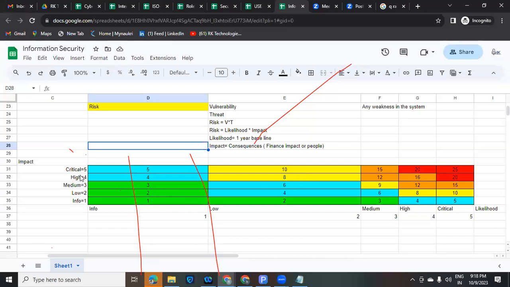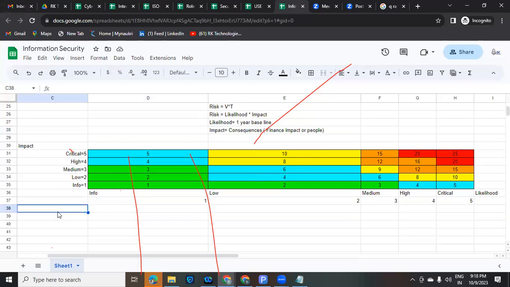Next one is types of risk, which we can discuss tomorrow. The risk management process, basically: one is risk analysis, risk identification, next one is risk mitigation. All these things we have to take care of. We can discuss the risk management process tomorrow.